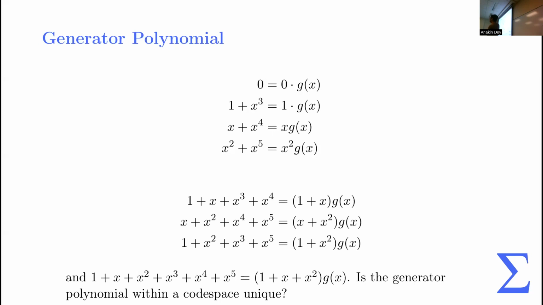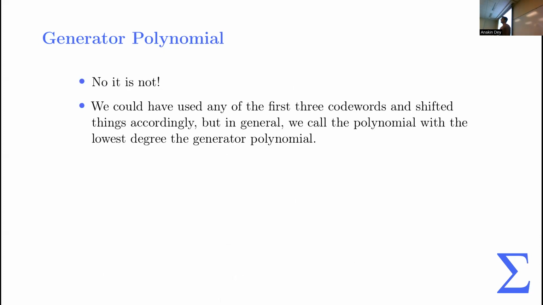So we could have picked this one. And we could have picked this one if we did x to the 4th. And then we adjusted all of these appropriately. So it's not unique. We could have done that with any of the first 3 polynomials. Probably could have done it with any of the other 3. But in general, we call the polynomial in our code space with the lowest degree the generator polynomial, just because it's nice to work with. It's got the lowest degree, etc. So it's technically not unique, but when people talk about the generator polynomial, they're talking about the polynomial with the lowest degree because it's nice to get things in a name.